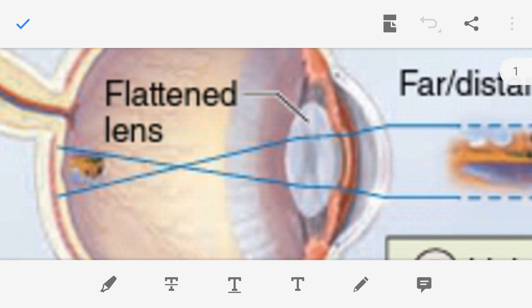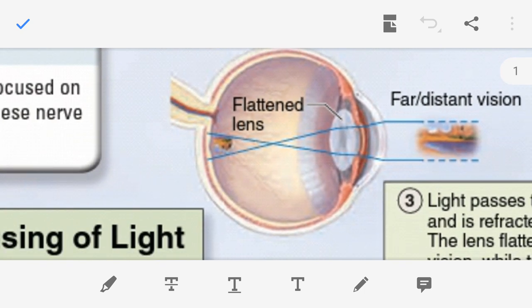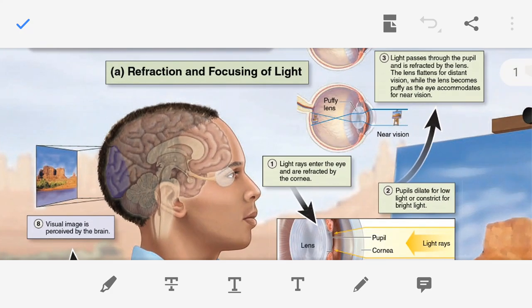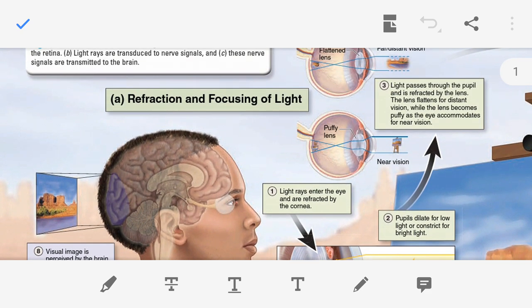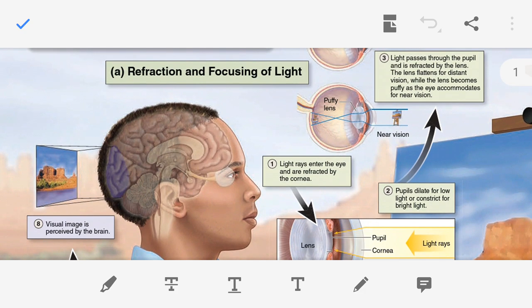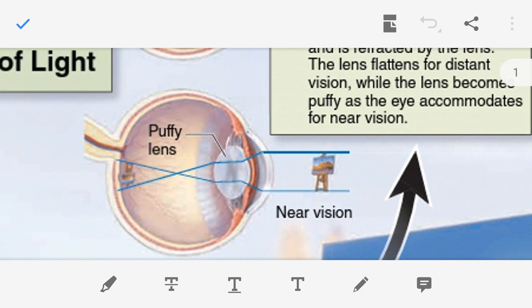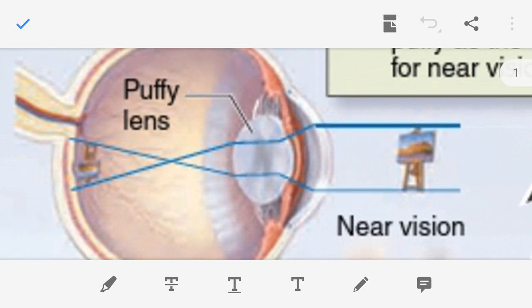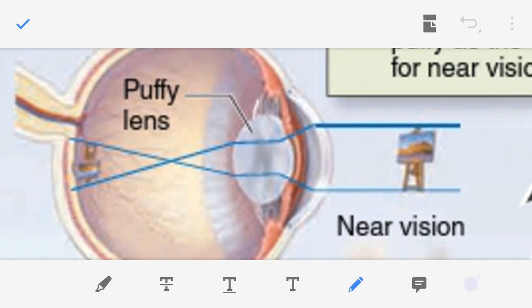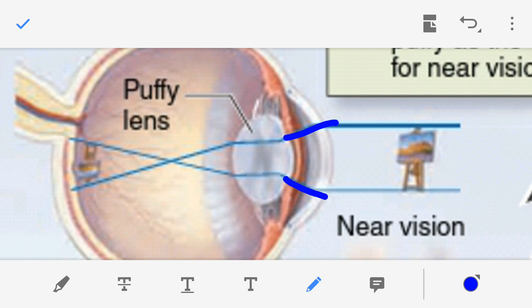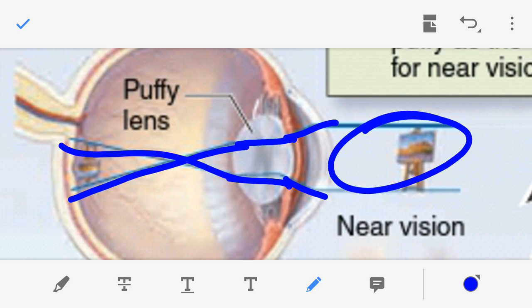So when we look at a far away object, to observe those objects our lens flattens. And when the boy is painting on the canvas and looks at the painting, light rays from the canvas enter, the cornea refracts, and then the lens also refracts the light rays. Once again, the inverted image of the painting is formed on the retina.